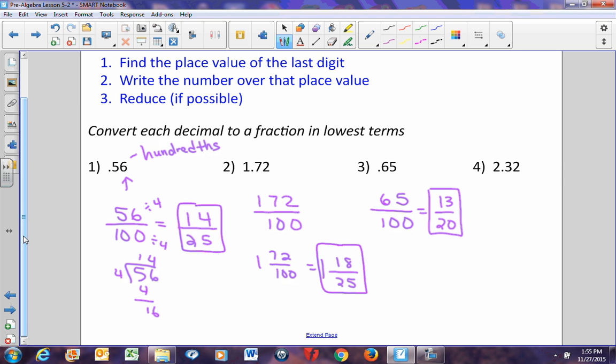2.32, or 2 and 32 100ths. Seem to like the hundredths, don't they? So 2 and 32 over 100. I know that both 32 and 100 are divisible by 4. So this would be 2, 4 goes into 32 8 times, 4 goes into 100 25 times, 2 and 8/25. So that's converting decimals to fractions and converting fractions to decimals.